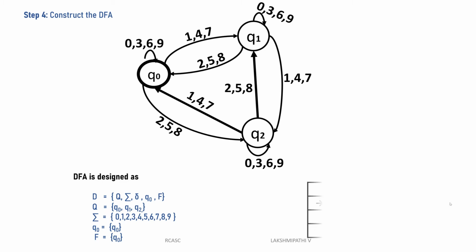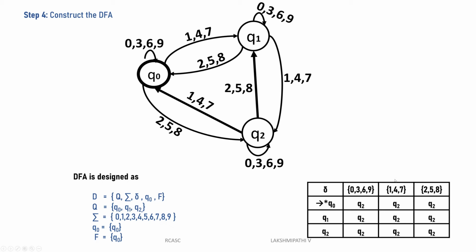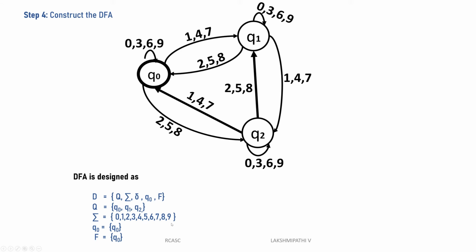The transition of q0 on 0, 3, 6, 9 will go to q0. q0 on 147 will go to q1. q0 on 258 will go to q2. The q1 on 0, 3, 6, 9 will go to q1. The q1 on 147 will go to q2. q1 on 258 will go to q0.